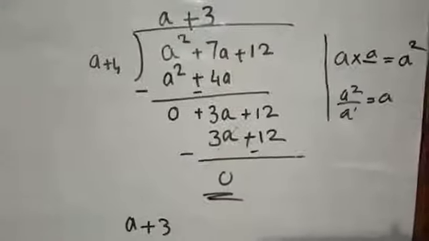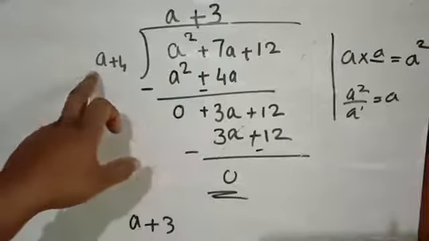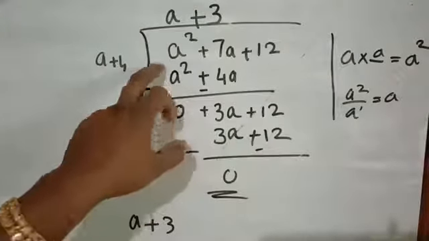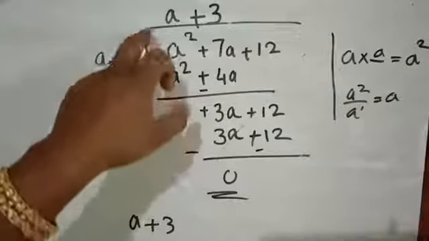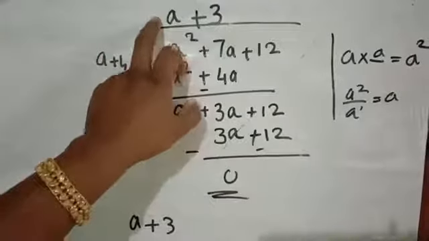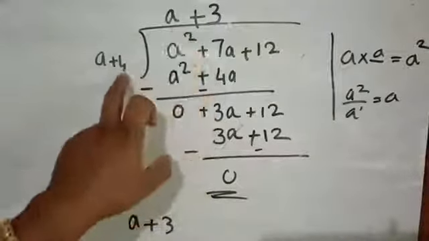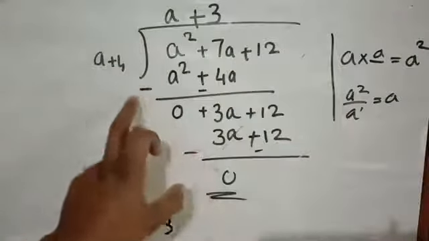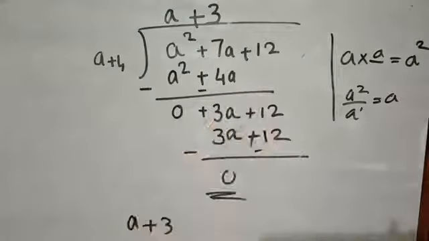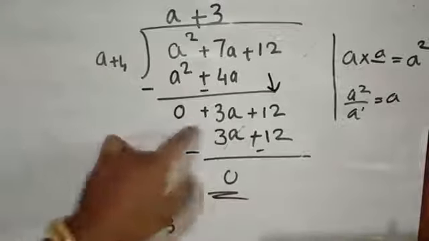Clear? First you write in this form, dividend divided by divisor. The first term of the divisor is a, and the first term of the dividend is a square. So a into what is a square? a into a is a square, and write it on top. Now each and every term should be multiplied by this a: a into a square, a into 4 is 4a. Now subtract. a square minus a square is 0. 7a minus 4a is 3a. Then bring down the next number, plus 12.